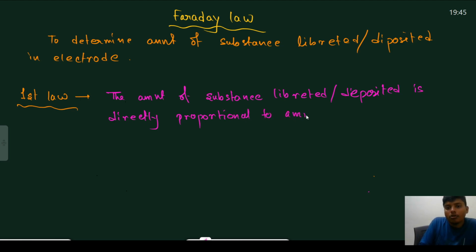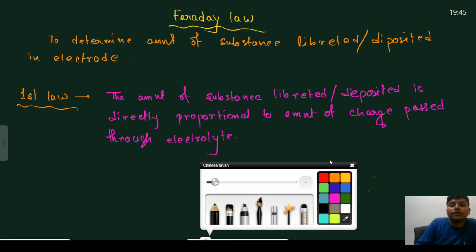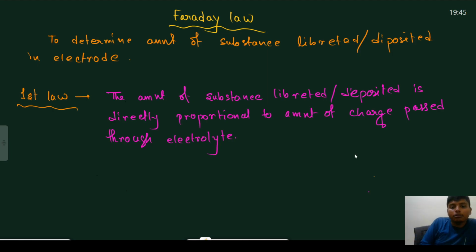the amount of charge passed through the electrolyte. Now we took the electrolyte, yes or no? In that electrolyte, how much charge we are passing, that much will be directly proportional to the amount. Like, the more charge you give, the more substance will form. So let's suppose W is the amount of substance liberated. It is directly proportional to Q. What is Q? Q is charge, how much charge you are providing.